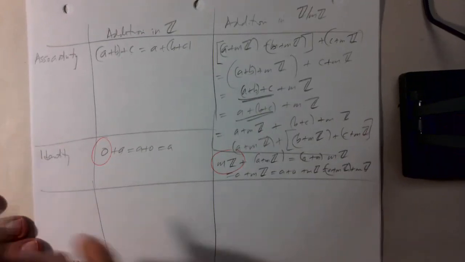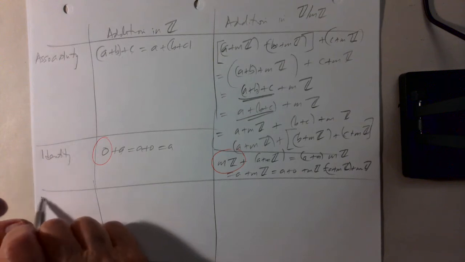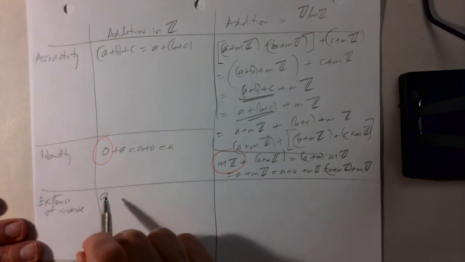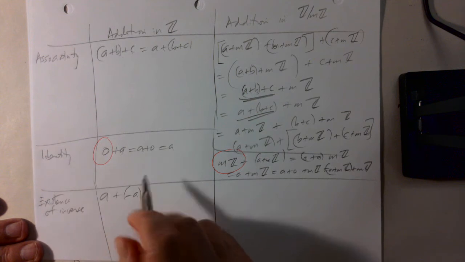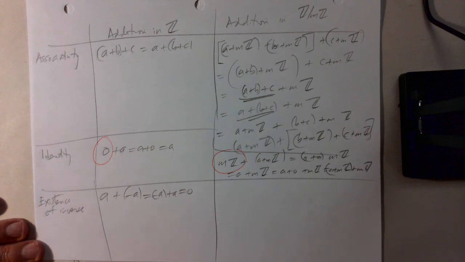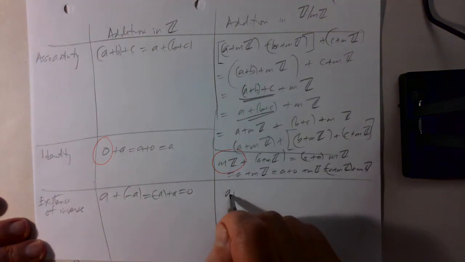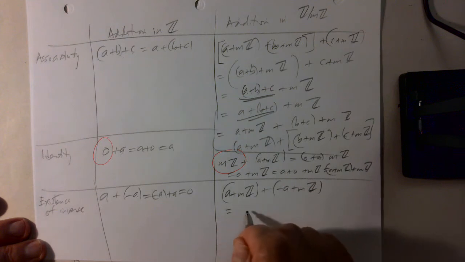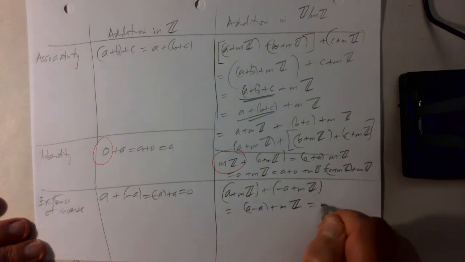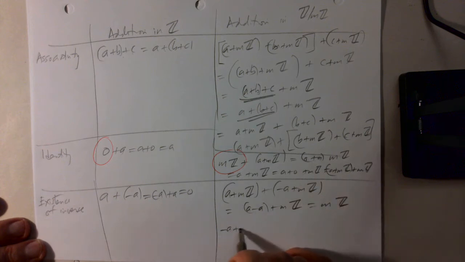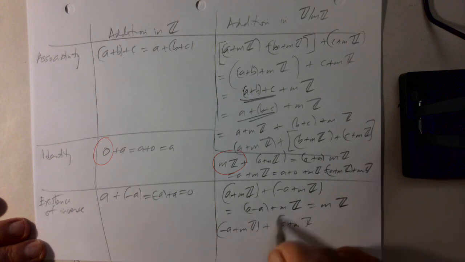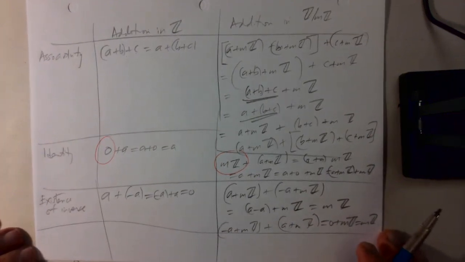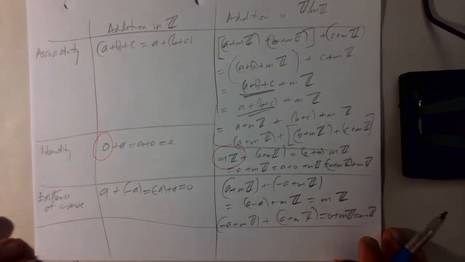In the integers, every integer has an inverse. So for any number a, there exists a number minus a, such that a plus minus a and minus a plus a is 0. And for congruence classes, for any congruence class a plus mZ, there's also the congruence class minus a plus mZ. And the sum of these is a minus a plus mZ. This is just 0, that's mZ. And similarly, minus a plus mZ plus a plus mZ equals 0 plus mZ, or mZ. So every congruence class mod m has an inverse.